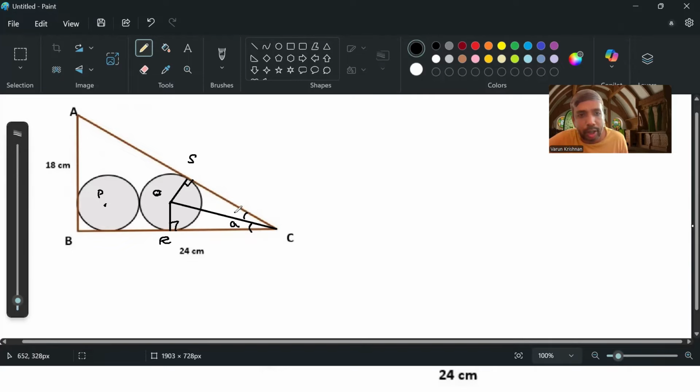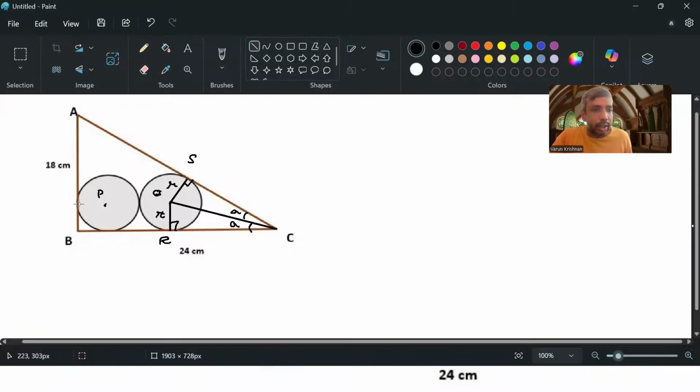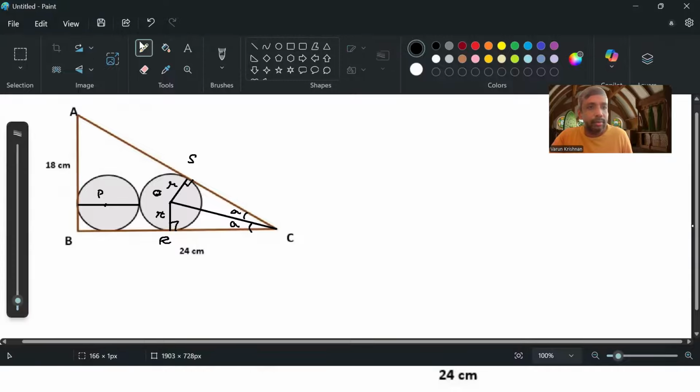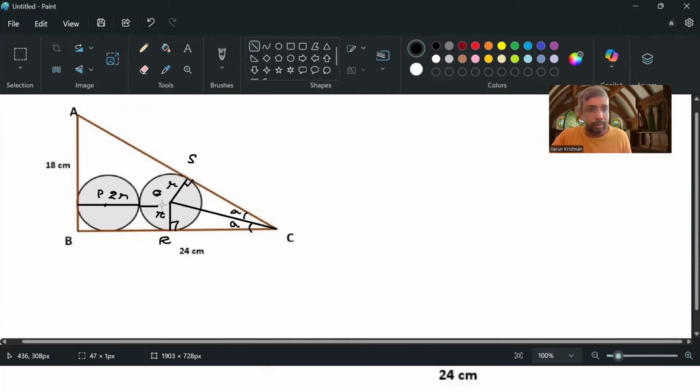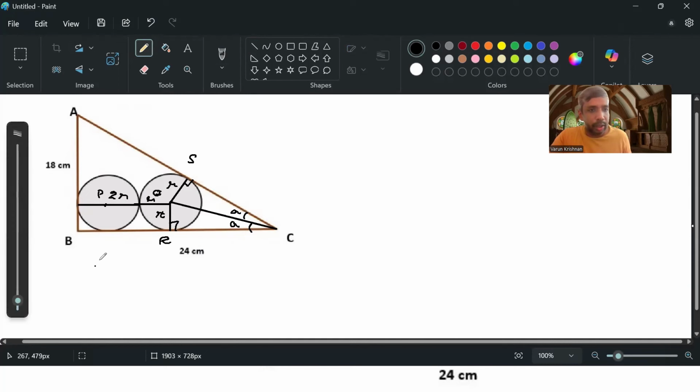So if I take one angle as A, the other angle will also be A. So we are going to be taking angle QCR and QCS as small a and small a. And of course, I know that the radius of the two circles are the same. Also, we know that this particular length is 2r. And if I produce a straight line and join that to the center of this circle, that is also r. So the length of BR is 2r plus r, which is 3r, which means the length of RC is 24 minus 3r.